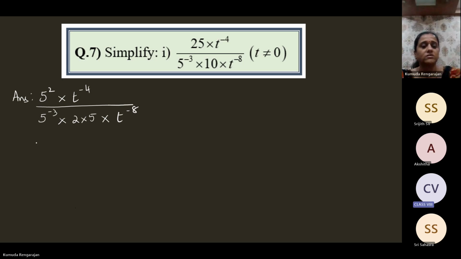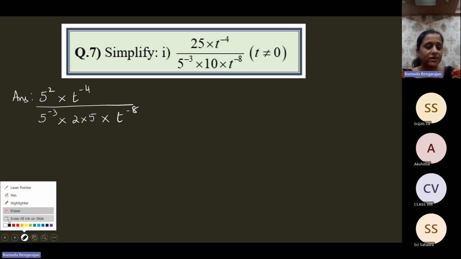So what are the different bases we see here? Ma'am, 5, 2 and 3. 5, 2 and 3 are the different bases we see here. In base 2, we have only this number 2. 5 we have here in 3 places. In 3 places we have base 5. In 2 places we have base 3, and 2 is only in 1 place. There's only one 2 with base 2.